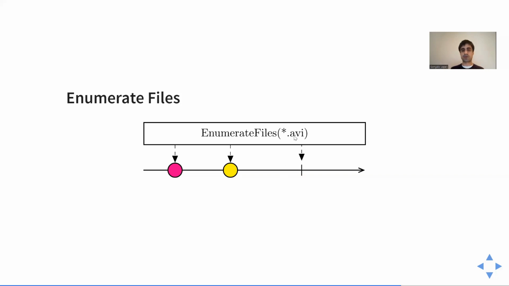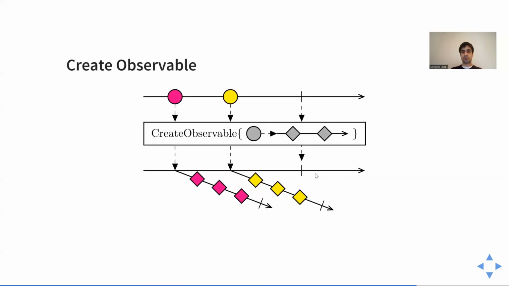So in this case, you can say star.avi. Then all the movie files in the folder will be matched, and the output of this operator will be each of the file names in that folder, and then we'll end. In this case, let's say there's only 2. Now we don't know how many files we have. So how do we do this?